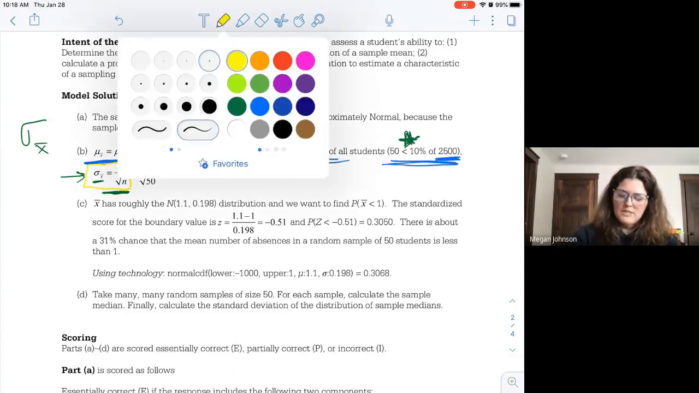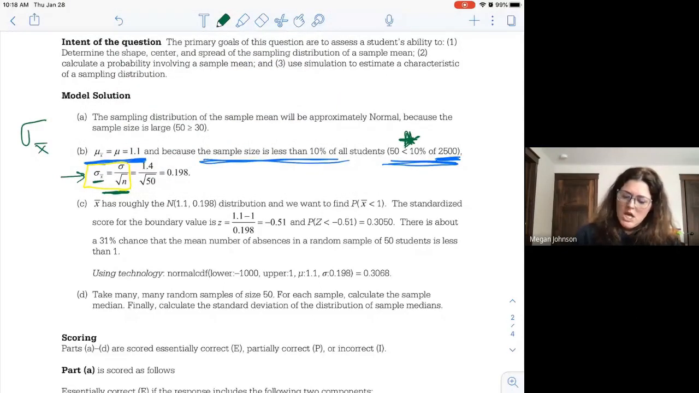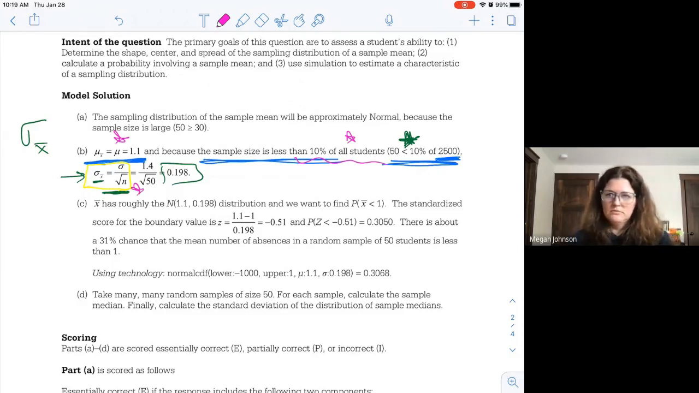So because we established the 10% condition, we can now use this equation. We take the parent standard deviation of 1.4 and divide it by the square root of n, which is 50. And here's your standard deviation. Okay. So these are the three pieces that are important in that section. State that the mean is equal to the parent population mean, which is 1.1, and state what it actually is. State the 10% condition, and then state the standard deviation using that equation. Okay.